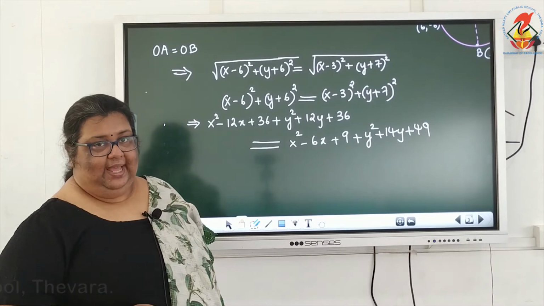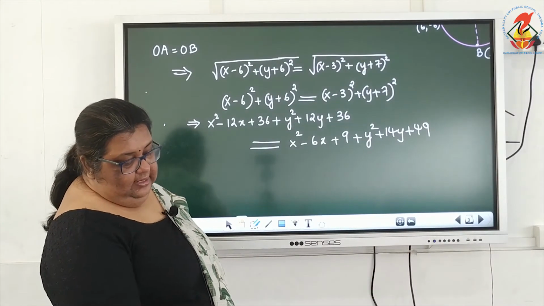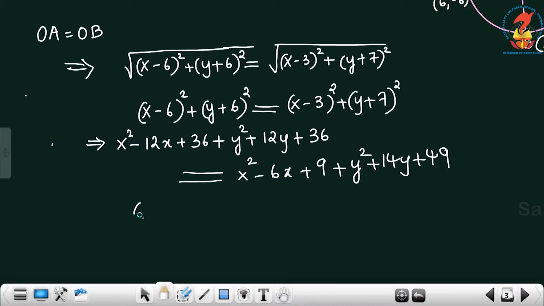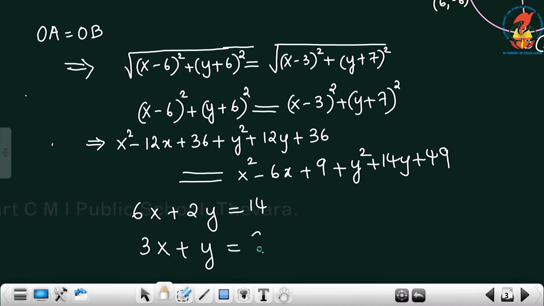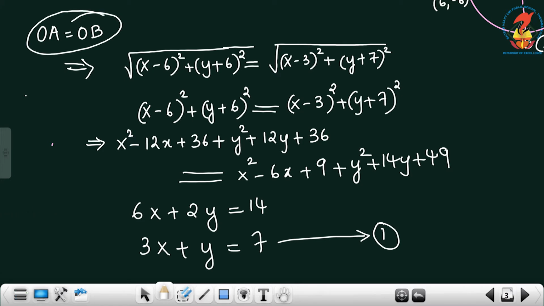Bring all the x terms together, y square terms together. If there is anything to be cancelled, cancel it off, and you will get the equation as 6x plus 2y is equal to 14. After cancelling and simplifying, you will get 6x plus 2y is equal to 14. 2 is a common factor here throughout. So, if I divide by 2, I will get 3x plus y is equal to 7. This will be my first equation. I got my first equation by comparing OA is equal to OB.